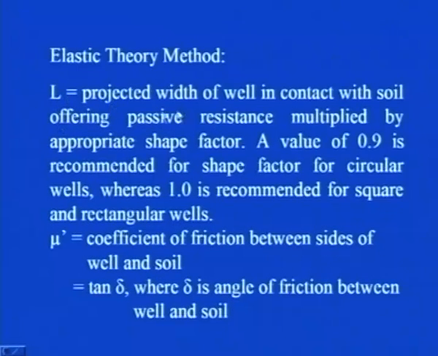L is the projected width of the well in contact with soil offering passive resistance, multiplied by an appropriate shape factor, and the value of 0.9 has been recommended by IRC as the shape factor for a circular well. However, for a square or rectangular well, this can be taken as 1. Mu prime is the coefficient of friction between the sides of the well and soil, which is equal to tan delta, where delta is the angle of friction between the well and soil. So, these are the first three steps.